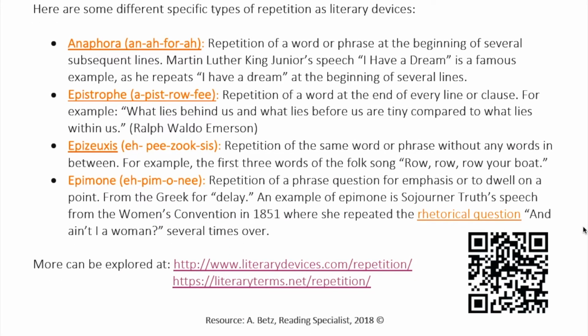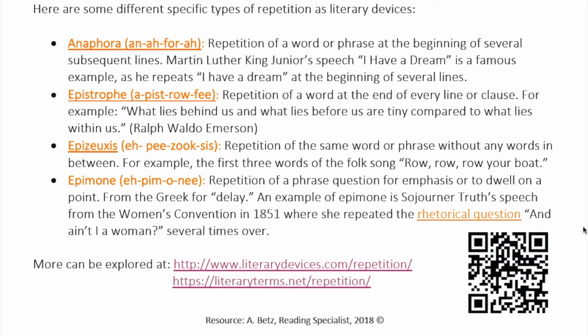The first is an anaphora, and an anaphora is the repetition of a word or phrase at the beginning of several lines. For example, Martin Luther King Jr.'s speech, "I have a dream." He repeats "I have a dream" at the beginning of several lines. This is an anaphora. On the opposite side of an anaphora, we have what's called an epistrophe. An epistrophe is the repetition of a word or phrase at the end of lines. For example, from Ralph Waldo Emerson, "What lies behind us and what lies before us are tiny compared to what lies within us."